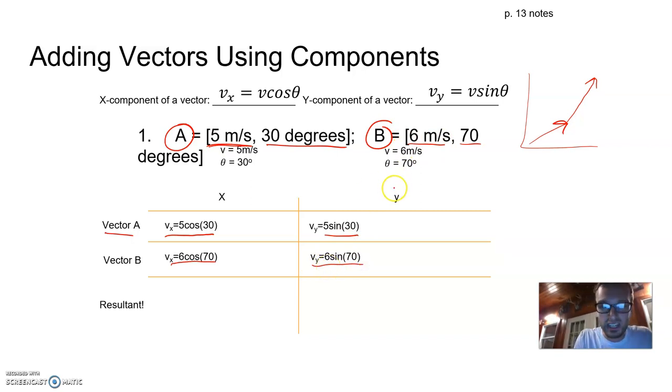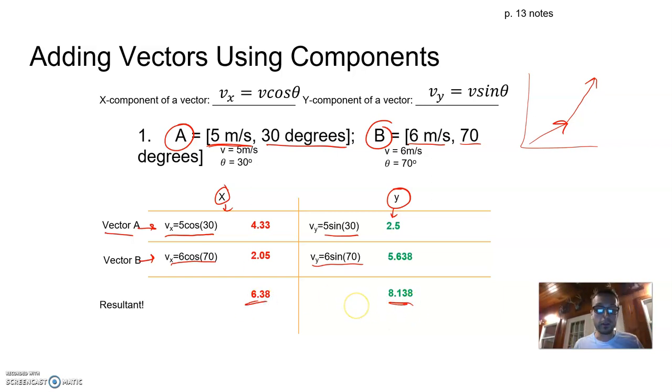You might need to pause for a second to take this all in. But look, these are the y values, and these are the x values for vectors A and B. It's really helpful to set it up in a table like this. So let's do the math. We plug this into our calculator, and we get these numbers. Now, where did these numbers come from? Down here. Well, if you're an astute observer, you'll find that it's the resultant. It's the result of adding them together.